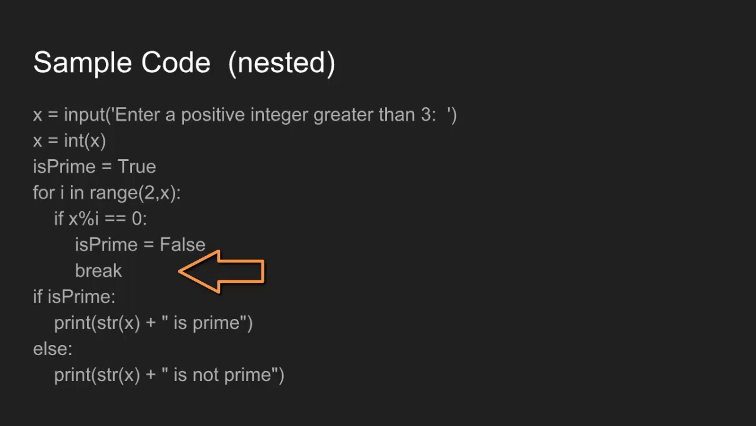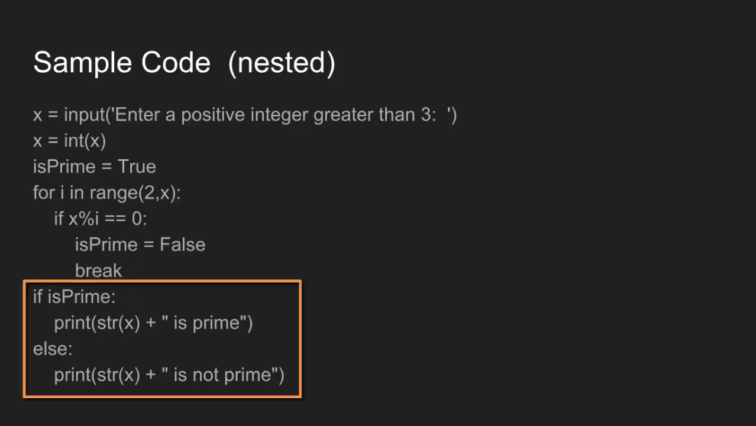So if we get all the way from 2 up to x minus 1, and we've never hit this flag, well, then we can say if is prime, we're going to print the number, we're going to convert it to a string, it is prime, else it's not prime.